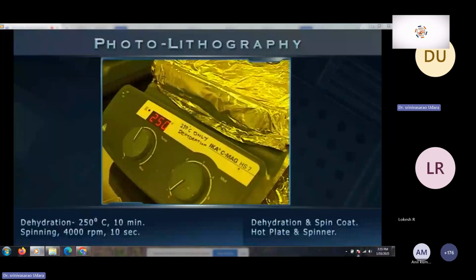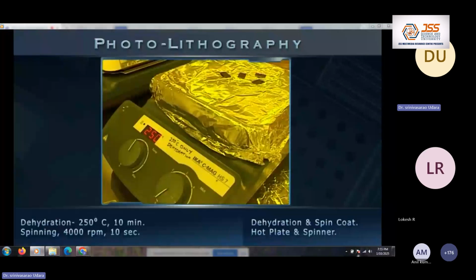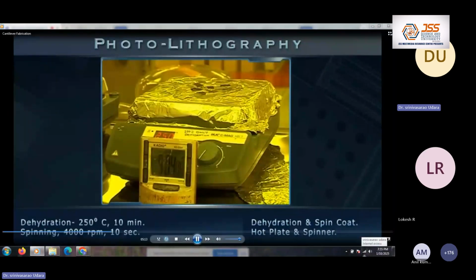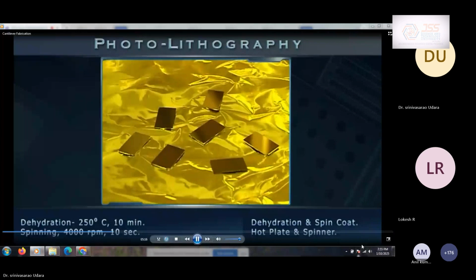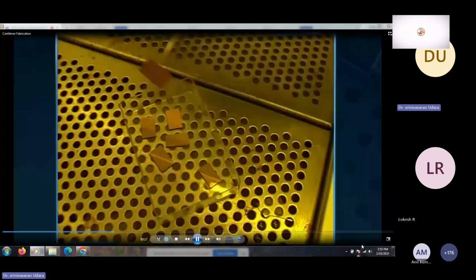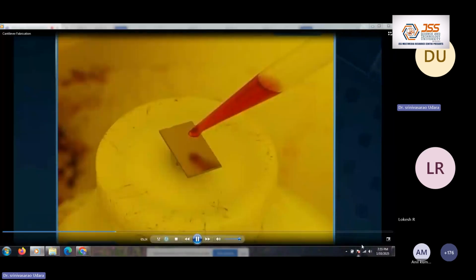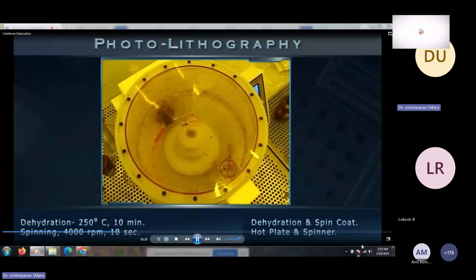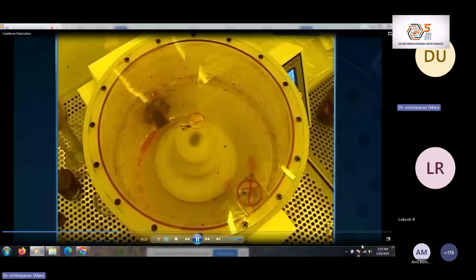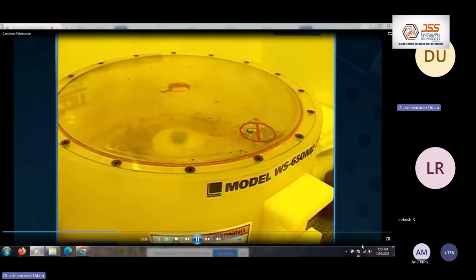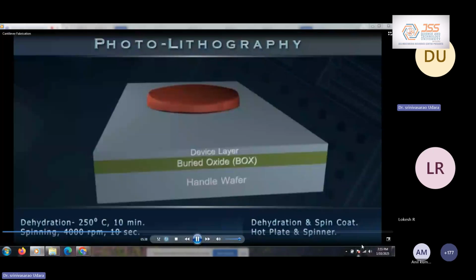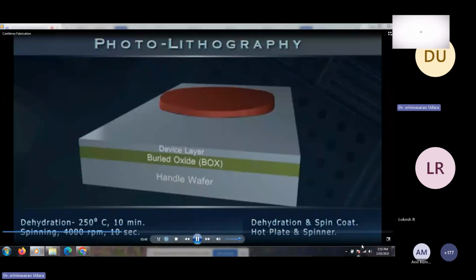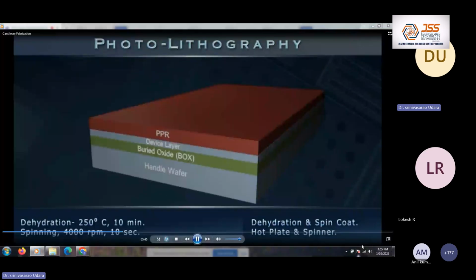First, we dehydrate the samples at 250 degrees Celsius for 10 minutes to remove surface moisture. Next, we spin coat the wafer's device layer with photosensitive resist of nearly 1 micron thickness. Rapid spinning causes the liquid photoresist to spread uniformly on the wafer surface due to centrifugal forces. In this three-dimensional model, we see that the photoresist layer covers the entire device layer in even thickness.